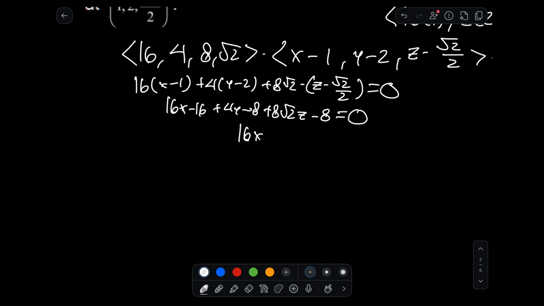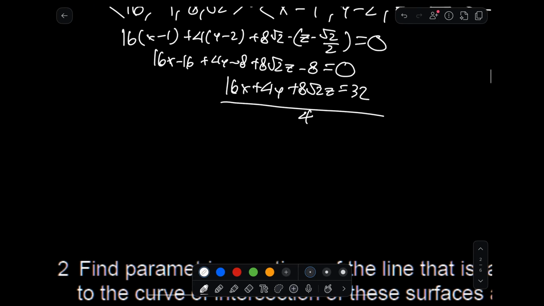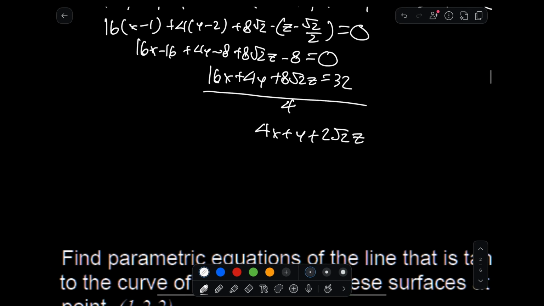So you have 16x plus 4y plus 8 root 2z. 16, 8, 8, that's 32. I can divide by a common factor of 4, so I'll just do that real quick. And I got 4x plus y equals 8, not 8, no. Plus 2 root 2z, it's a lot of 2's and a lot of z's right there, equals 8.